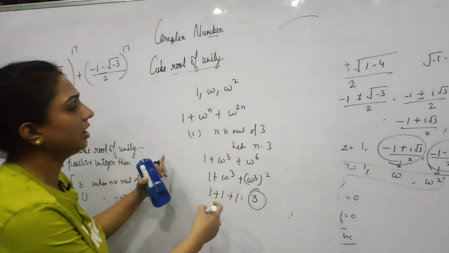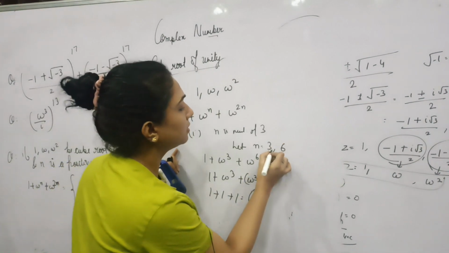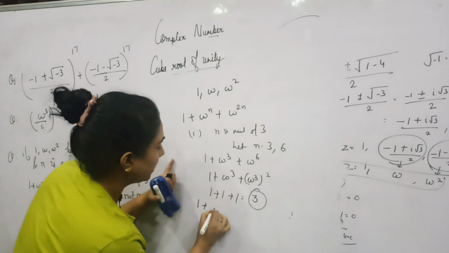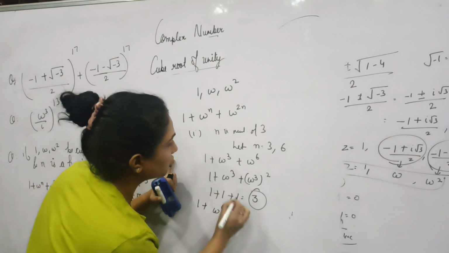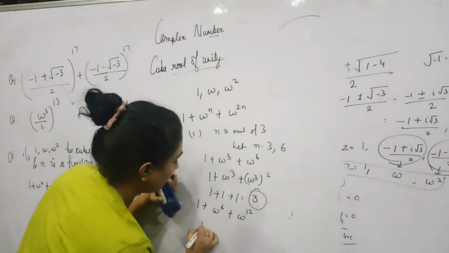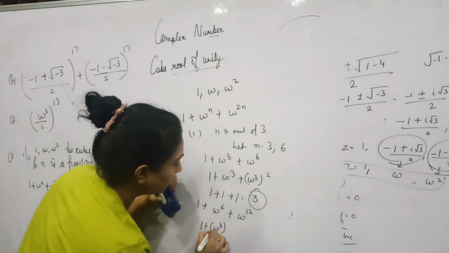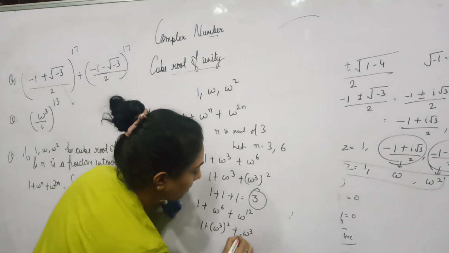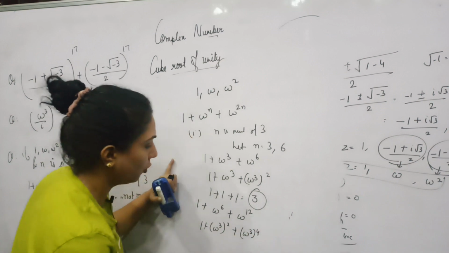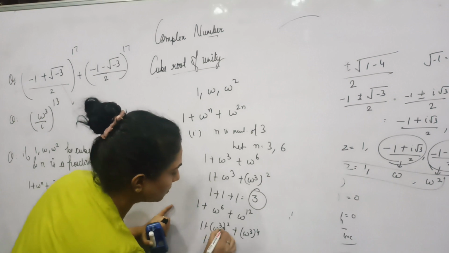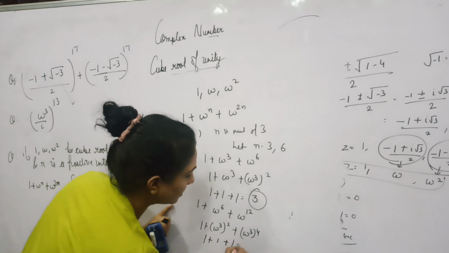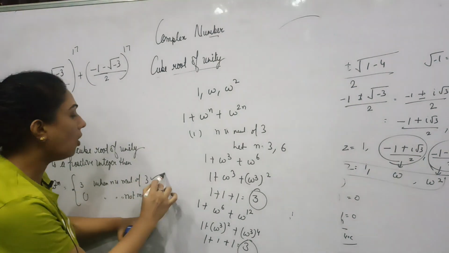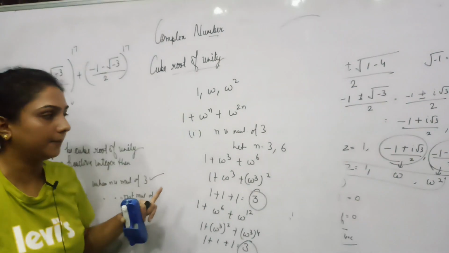Or another multiple of 3, so we can take it as 6. 1 plus omega raised to power 6, and again omega raised to power 12. You can split 6 into 3 into 2, plus omega raised to power 3 into 4. Again 1 plus omega cube is 1, again 1. This is equal to 3. It means it is proved for all multiples of 3.